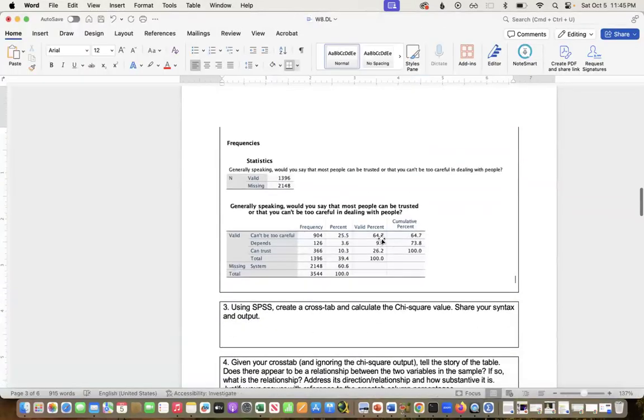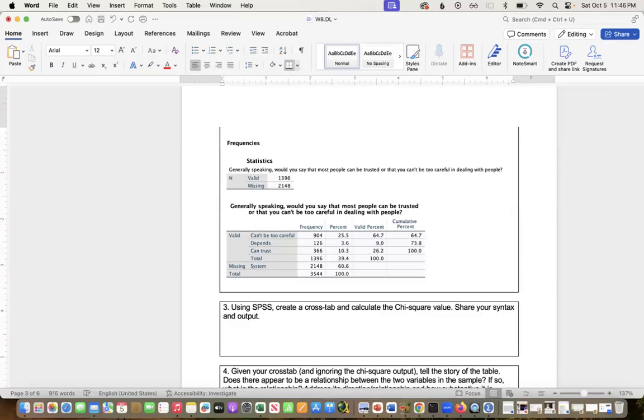And so you can see here that almost 2/3, over 3/5 of folks said you can't be too careful in dealing with people. Just under 10% said it depends, and just over a quarter said that you generally can trust people.